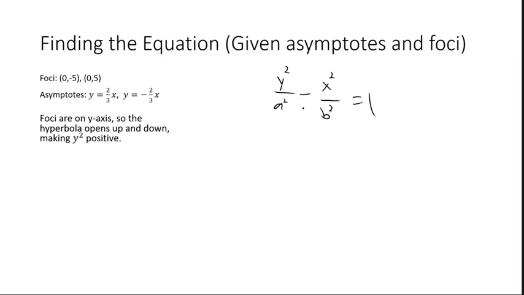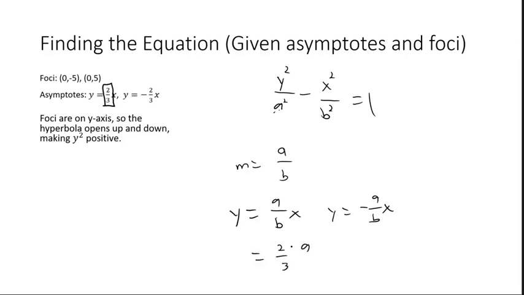Okay, so we realize that a is going to be the number with the y term, and b is the number with the x term. So when you find the slope of our asymptote equation, it's going to be a over b, the y over x, rise over run. All right, it's going to be like this. So the slope is a over b. So the equation is going to be y equals a over b times x, and then y equals negative a over b times x. So if you look here at this equation, all right, realize that 2 over 3 is going to be your a and b. So a is 2, b is 3.